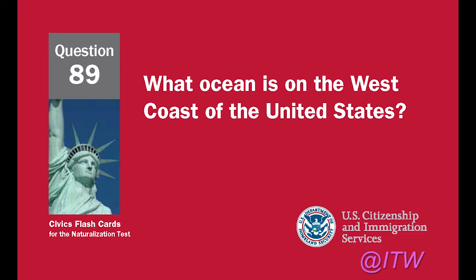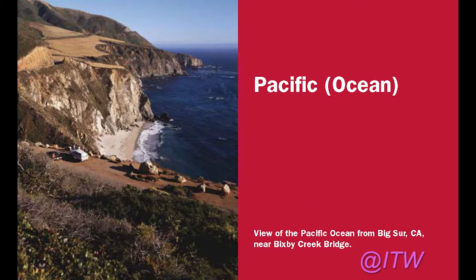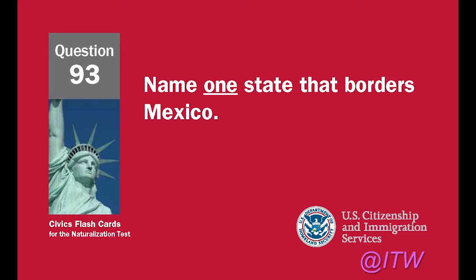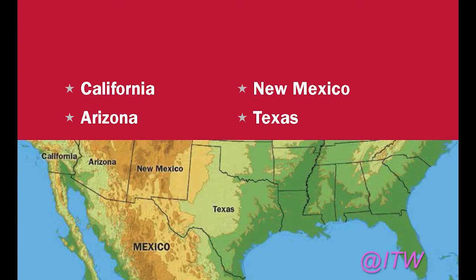What ocean is on the west coast of the United States? Pacific Ocean. Name one state that borders Mexico. California, Arizona, New Mexico, Texas.